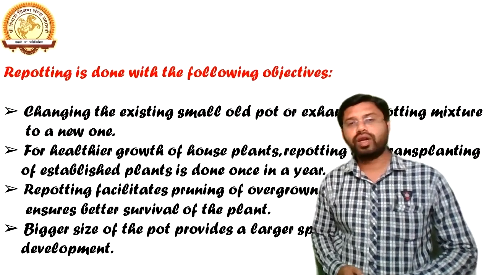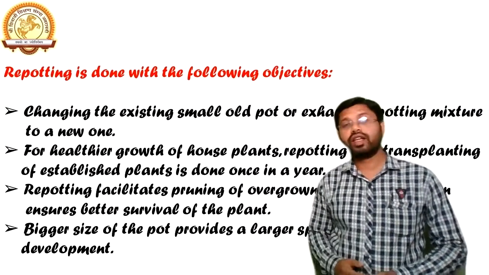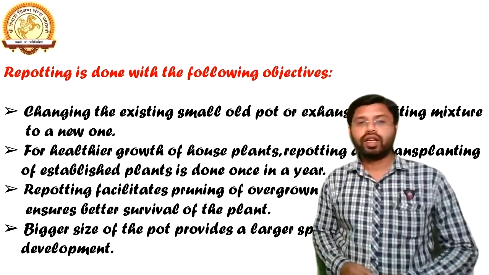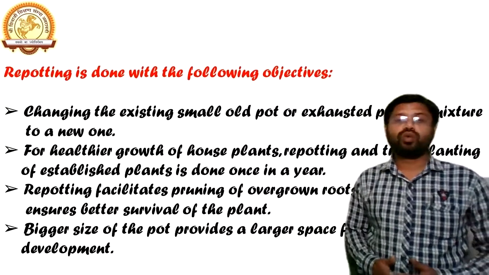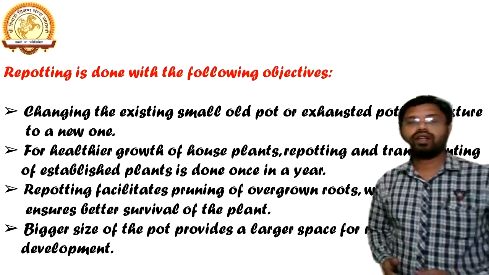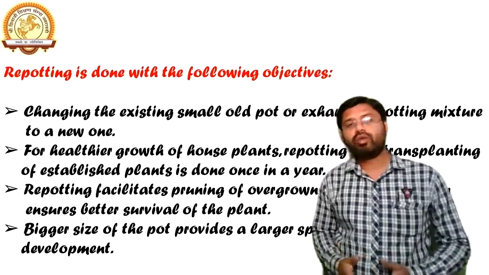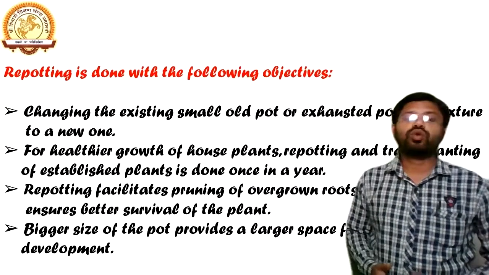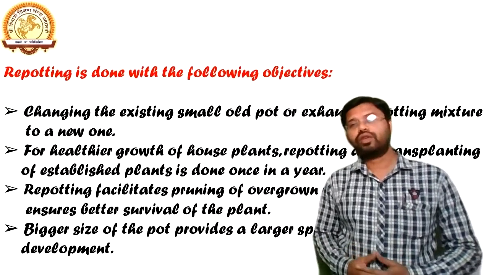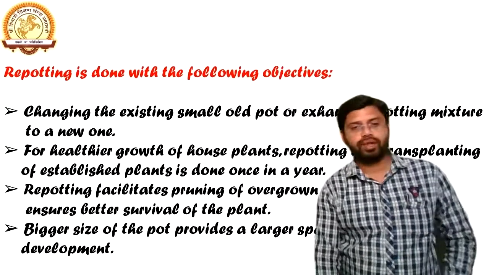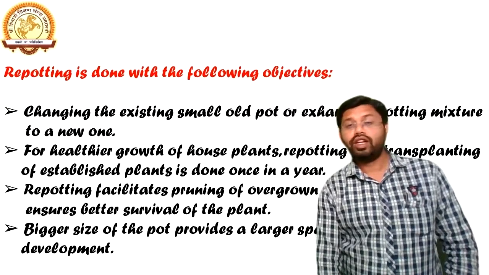for healthier growth of house plants, repotting and transplanting of established plants is done once a year. Then repotting facilitates pruning of overgrown roots, which ensures better survival of the plant. The bigger size of the pot provides larger space for the growth and development of the plant. So these are the various objectives of repotting. This is all about the potting and repotting of the plant.